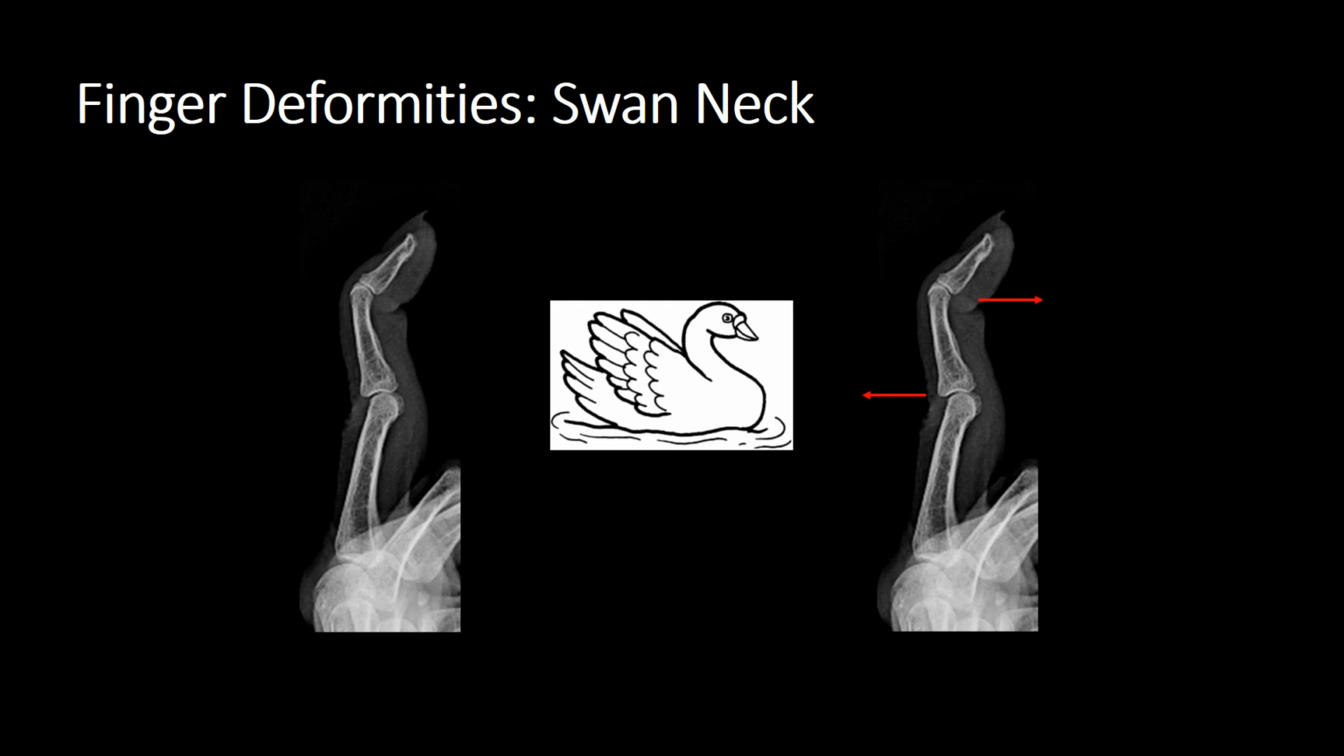Swan neck deformities are rarely caused by trauma. You usually find this deformity in individuals who are ligamentously lax, such as those with rheumatoid arthritis or systemic lupus erythematosus. And what happens is that with a swan neck deformity, it's the opposite of a boutonniere deformity. So with the swan neck, you get extension of the proximal interphalangeal joint with flexion of the distal interphalangeal joint, and it's meant to look like the appearance of a swan's neck.